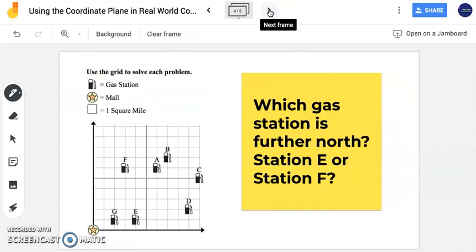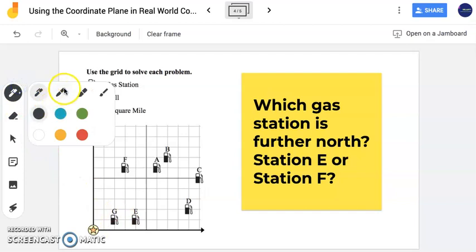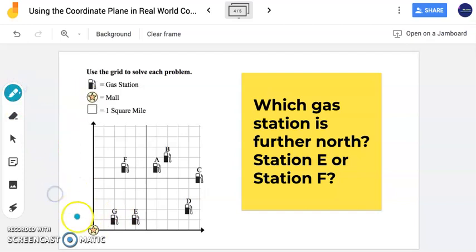Now my next problem here says which gas station is further north, station E or station F? So now what I'm going to do is first I'm going to circle, I'll do this in blue, where is station E and station F? So right here I see station E and right here I see station F. Now north, that would mean, okay, let's go up and down my y-axis. Now, looking here from the mall, I'm going to determine which one has a larger y value. And that indeed is point F. So I would say station F is further north.